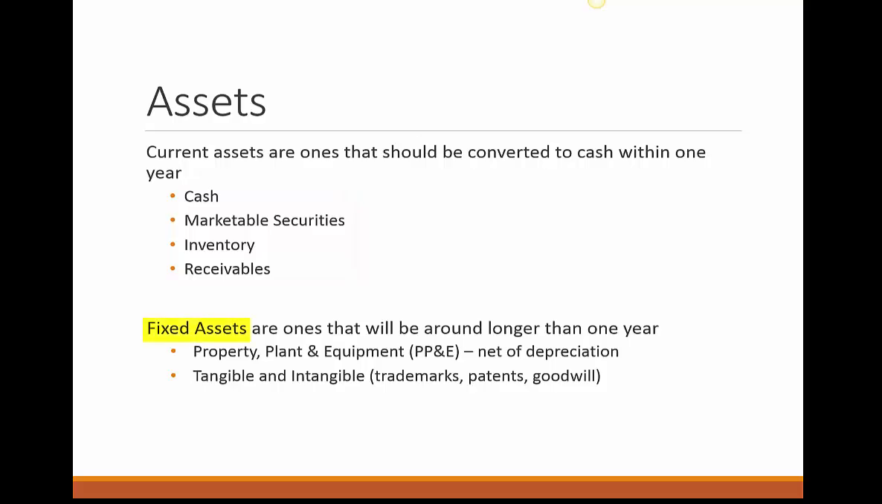Fixed assets are the assets that will be around longer than 1 year. Typical fixed assets are things like property, plant, and equipment. This would be an example of a tangible asset, and intangible assets like the values of trademarks, patents, or goodwill. And typically we're going to just focus in on the PP&E and ignore the intangible assets of the firm.